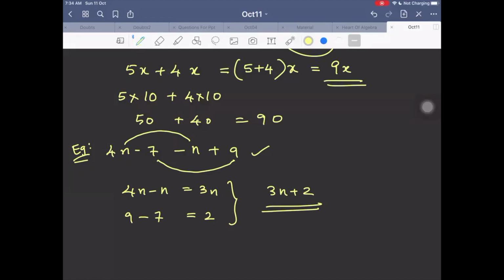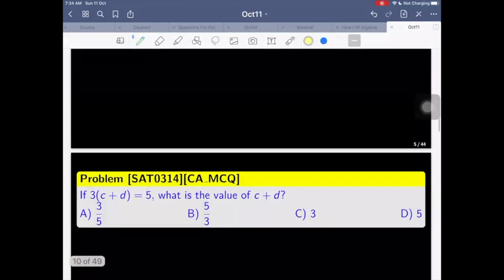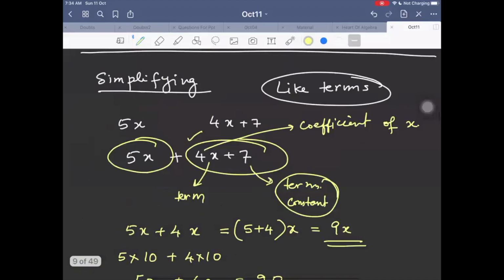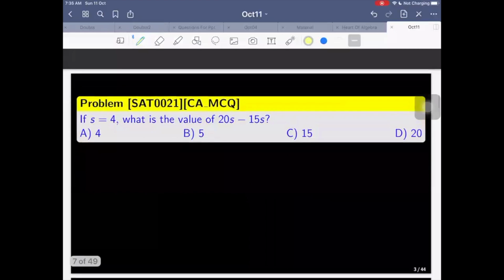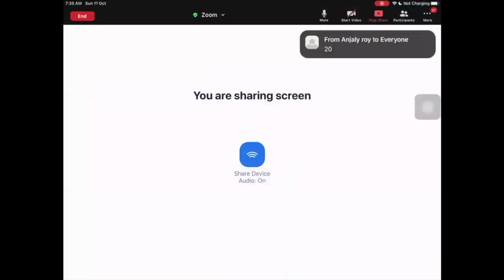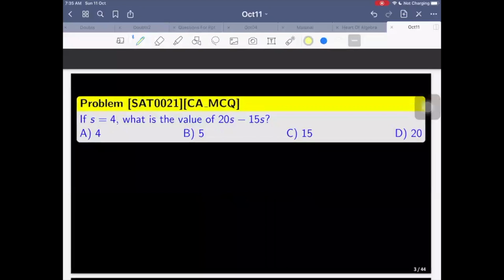Okay, let's quickly solve one question. We have already seen this question in the last class, but now that you have a better idea, can you quickly tell me the answer? I want the answer from everyone. See, the point I want to highlight here is this question actually came in the calculator section.